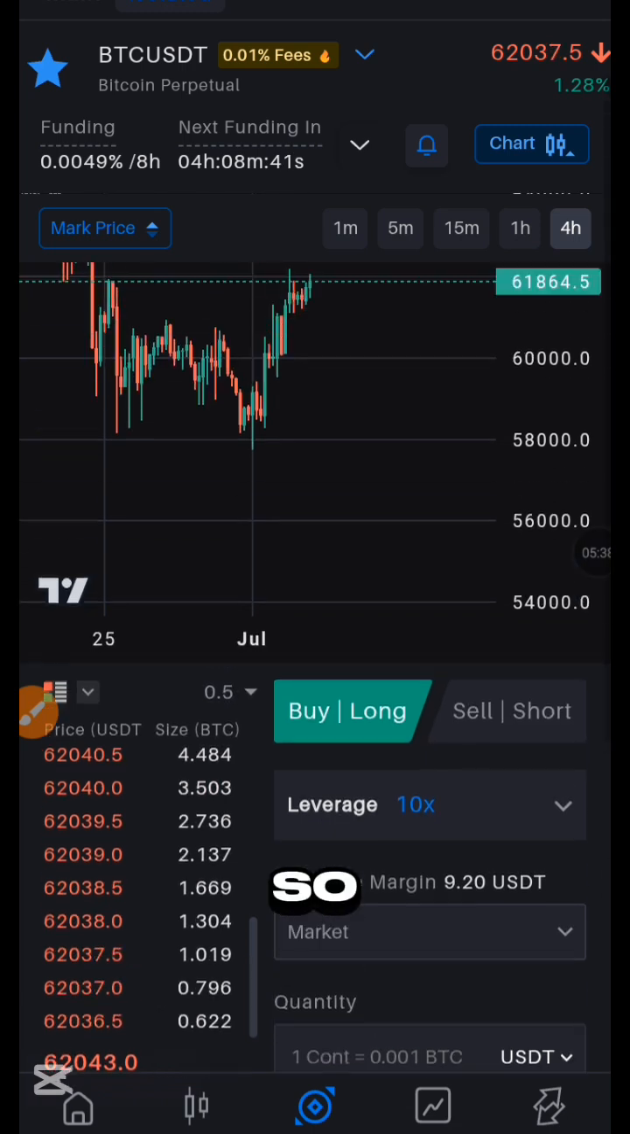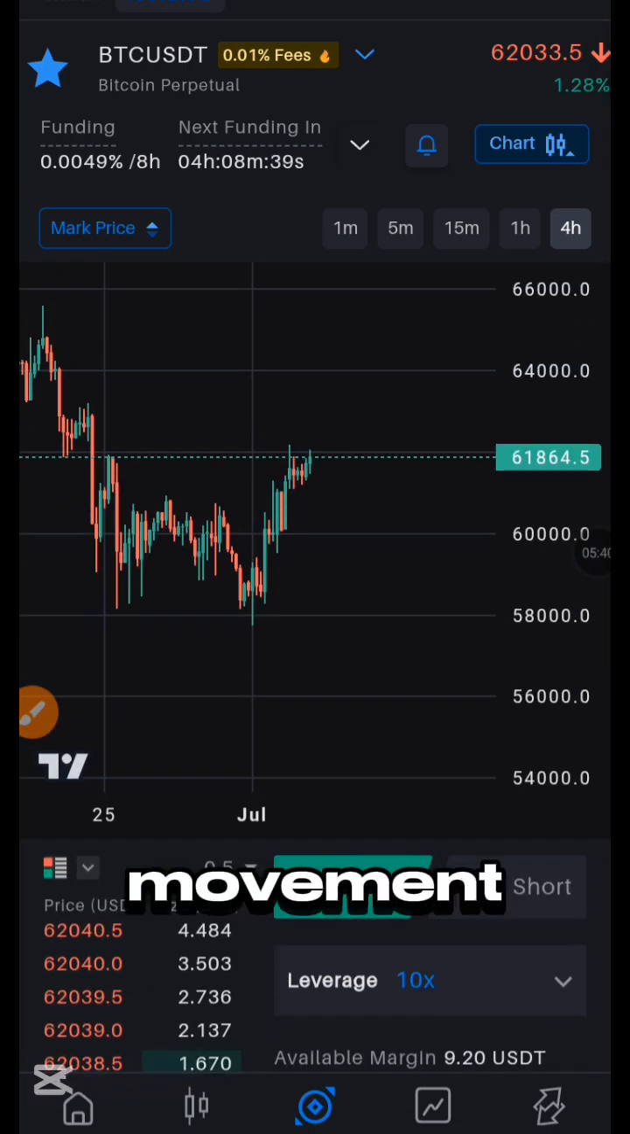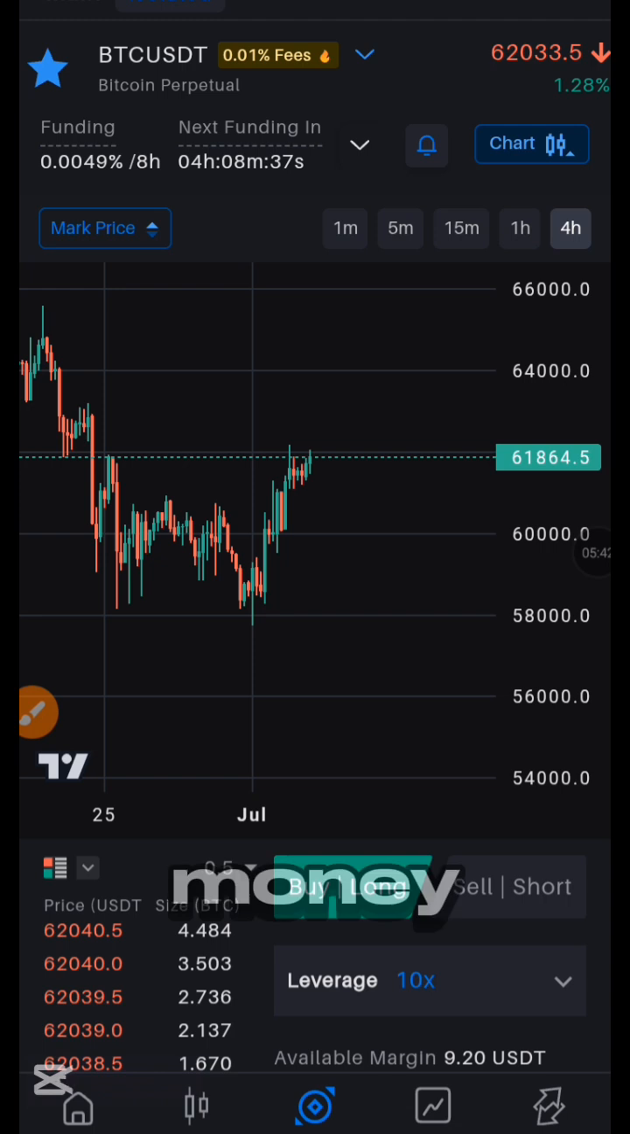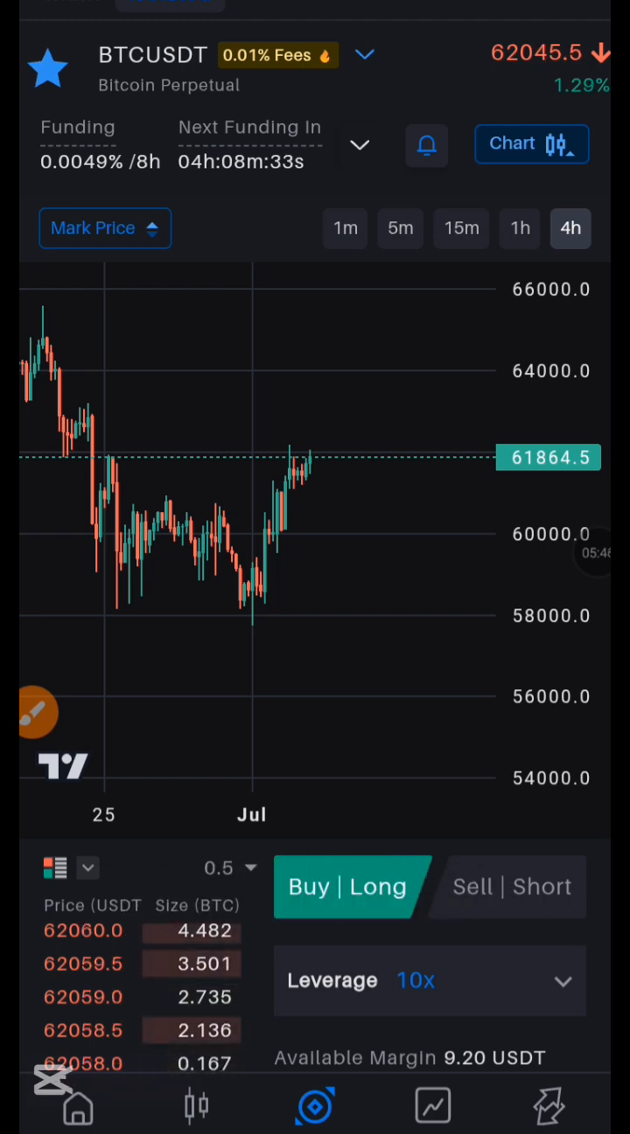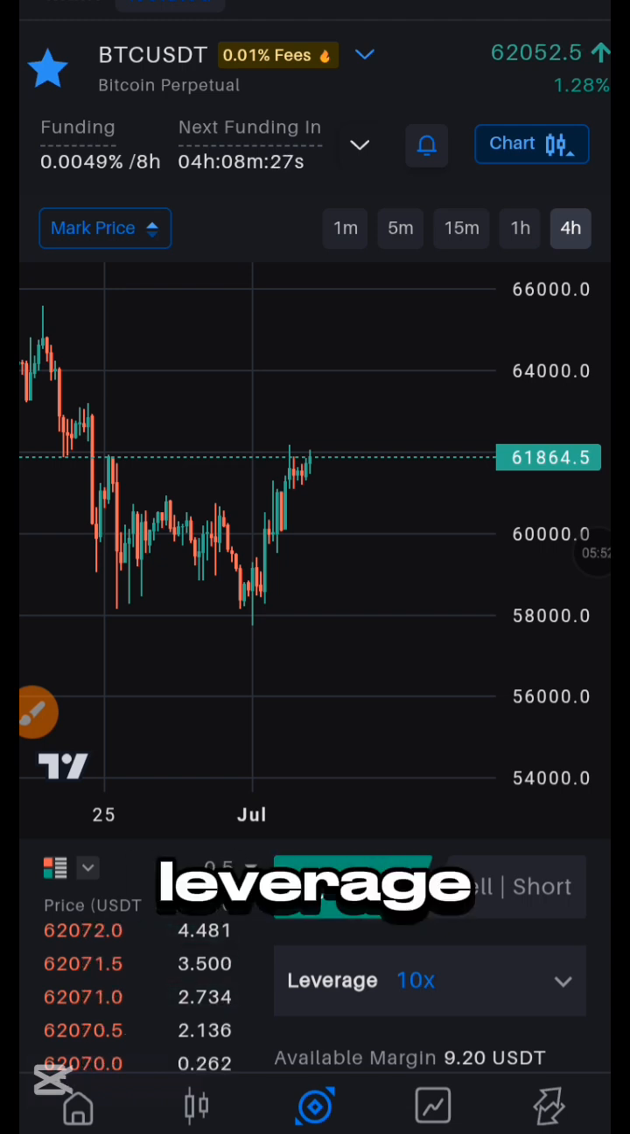So any small price movement, you can make a lot of money, and with any small price movement, you can also lose a lot of money. So when placing your first trade, it's very important that you always choose your leverage carefully.